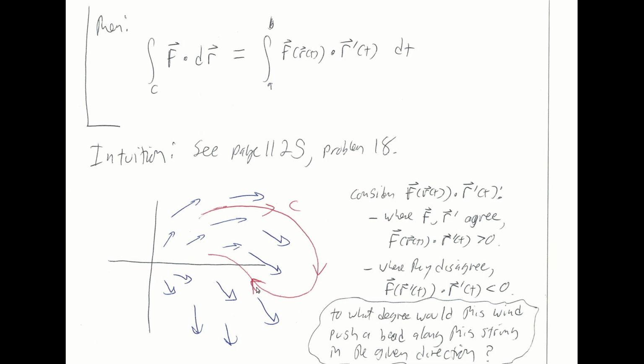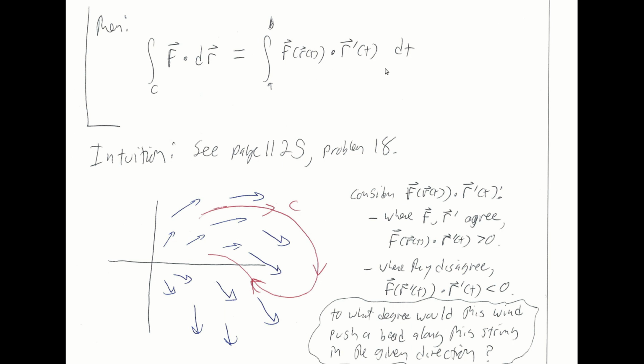And then as we make this turn and head back in towards the origin, our tangent vector is actually pointing in the opposite direction of the vector field. And so the dot product that is our integrand here is going to be negative in that portion of the curve. So we can get some sense of what this integral means by thinking about the integrand and thinking about when it is positive, when it is 0, and when it is negative.